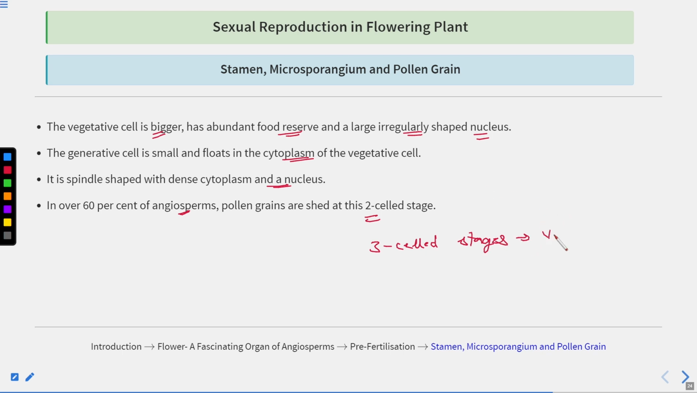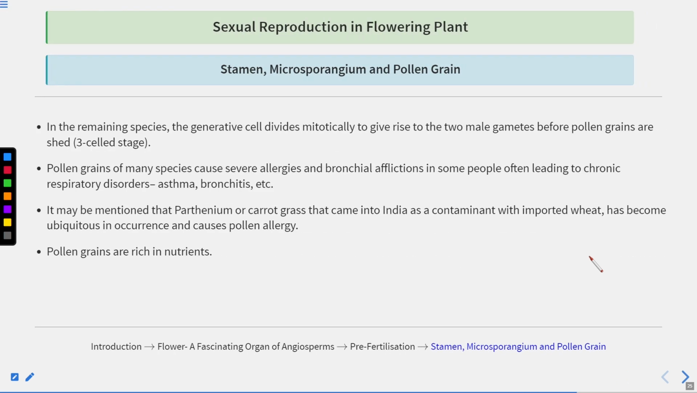So what happens? One is the vegetative cell, which is large, and here the generative cell divides into 2 gametes. Clear? So this is known as the 3-cell stage. One is the larger vegetative cell, and the other generative cell divides to form the 2 male gametes. Now in the remaining species, the generative cell divides mitotically to give rise to 2 male gametes. So this is known as the 3-cell stage.